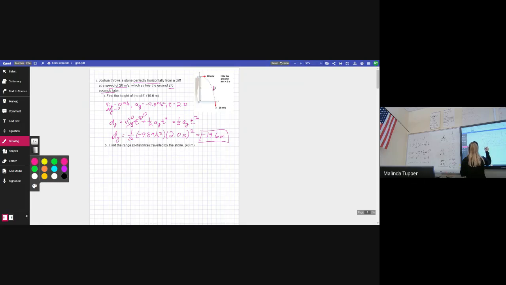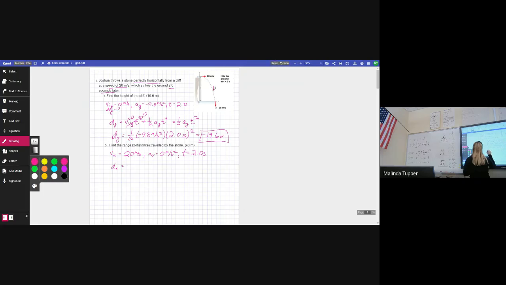So now I'm going to write down my x direction variables. So I know my initial horizontal velocity is 20 meters per second. I know my horizontal acceleration is 0. That's true for all projectiles. I know that my time is 2 seconds. And I think that that's about it. So I'm going to write my same kinematic equation, but now for my x direction.